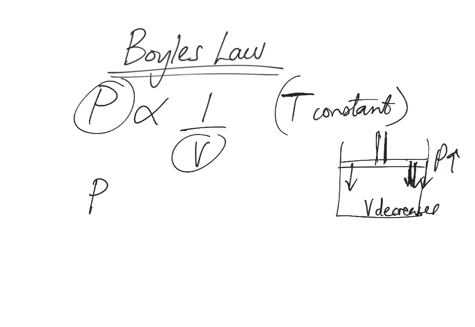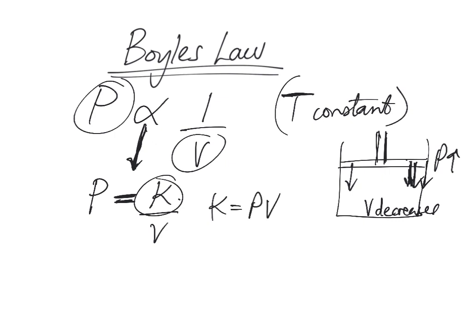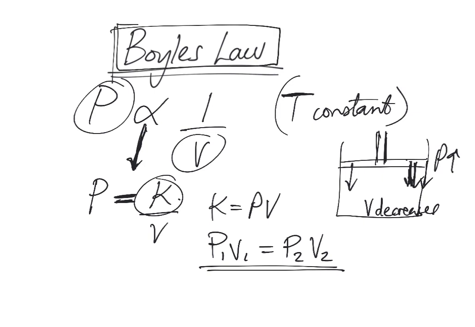Now I can change this into P is equal to K over V because I changed that sign of variation into an equal sign. And so I can introduce my constant of variation. This K then is equal to PV. Now you might see why we state P1 times V1 is equal to P2 times V2. That's the formula that is used for Boyle's law. So we've just explained briefly how we derive that formula for Boyle's law.